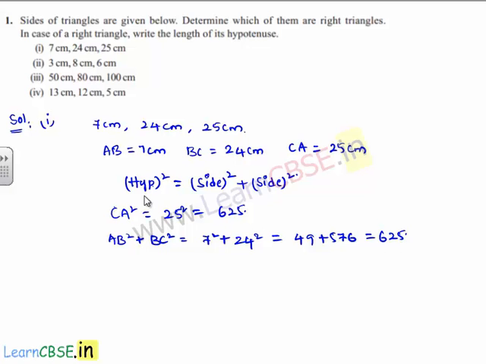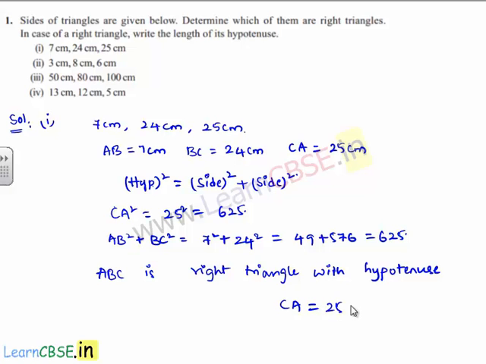We got here hypotenuse square is equal to side square plus side square. So we can say that ABC is right triangle with hypotenuse CA is equal to 25 centimeters.